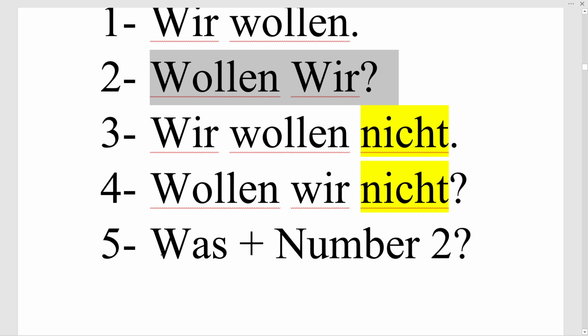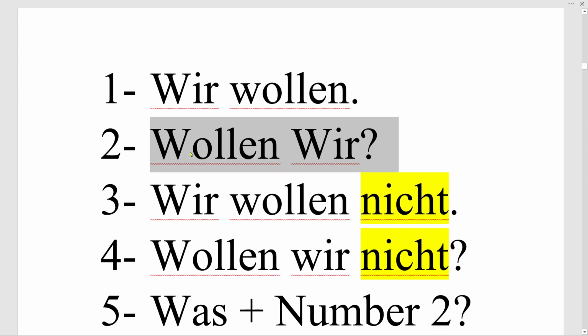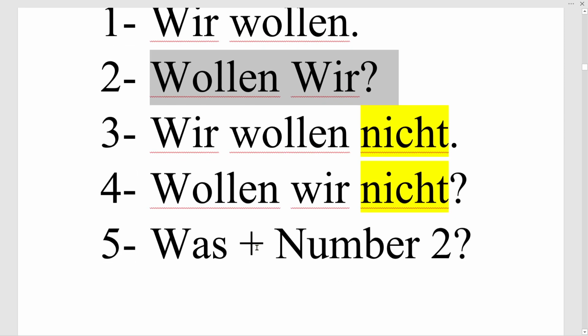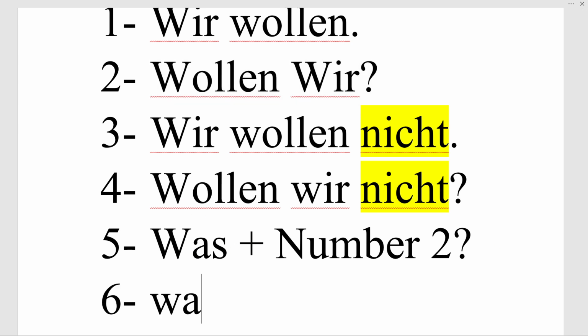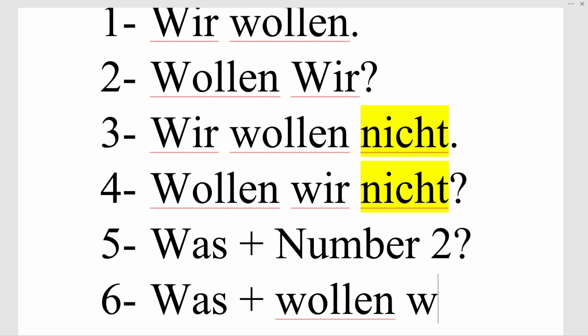Remember, we always add WH questions to the beginning of sentences which are questions in advance. So wollen wir is a question in advance, means do we want. Now in English it is the same thing. We do the same thing in English. So was wollen wir and was wollen wir nicht. So here we say was wollen wir.